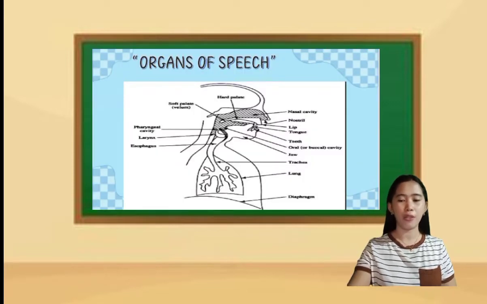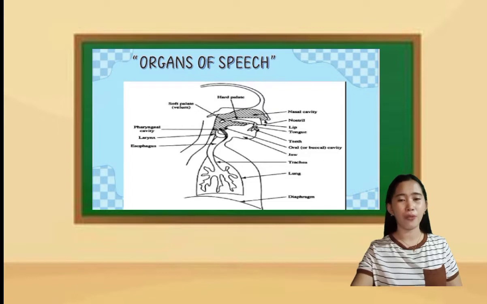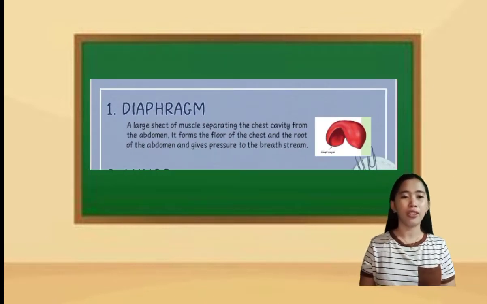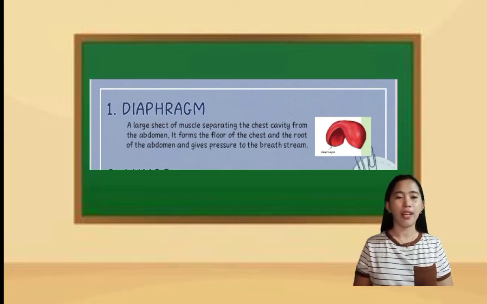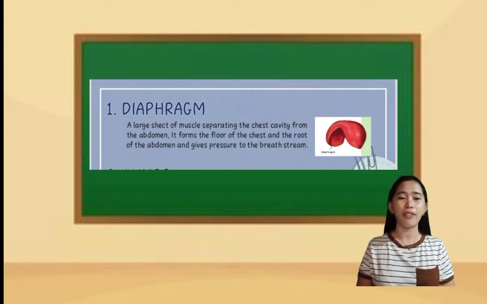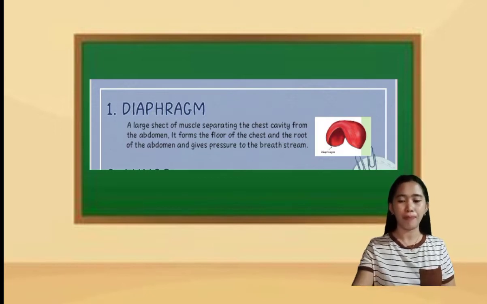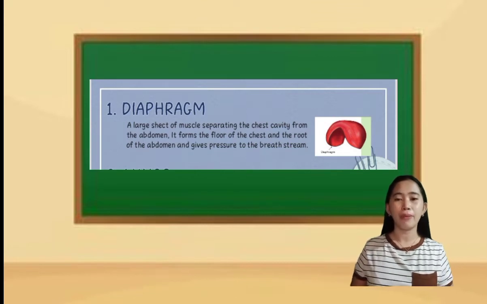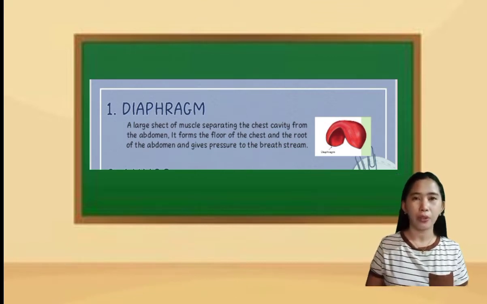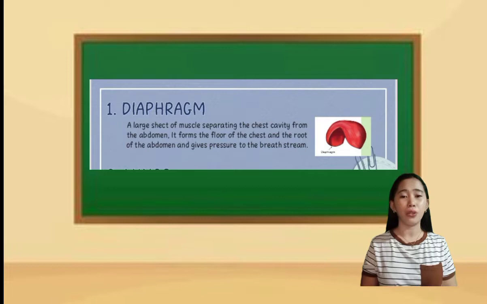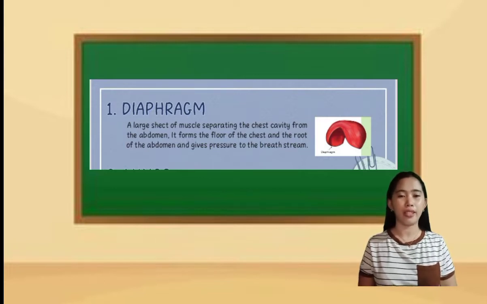So here are the organs of speech. Number one is the diaphragm. The diaphragm is a large sheet of muscle separating the chest cavity from the abdomen. It forms the floor of the chest and the roof of the abdomen and gives pressure to the breath stream. The diaphragm looks like a parachute, just like what is written in our PowerPoint.